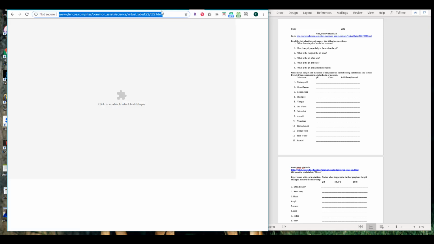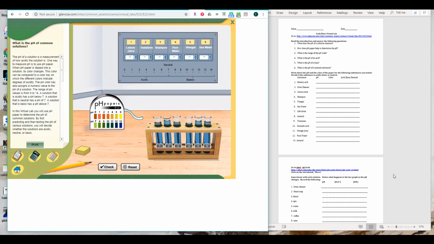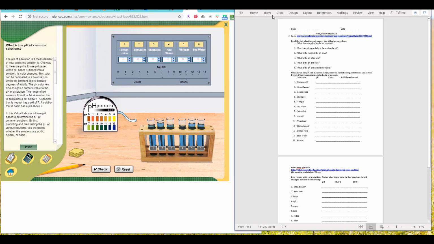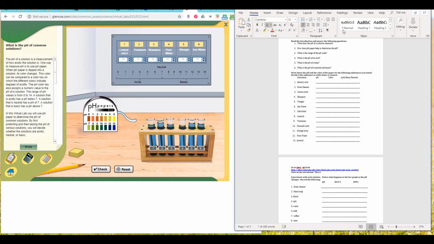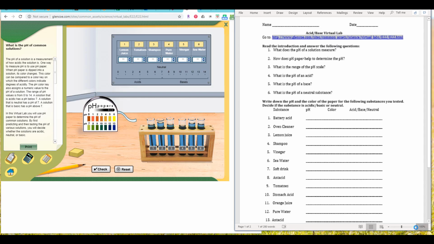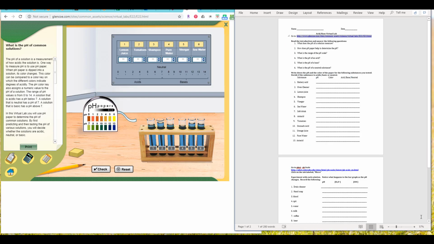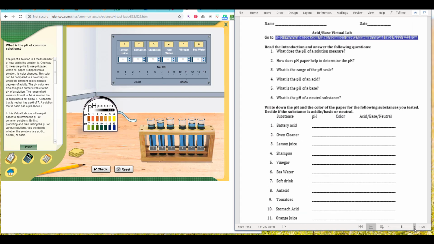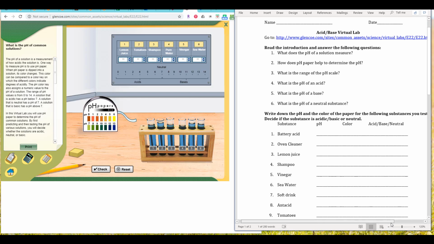Let's try again. Okay, so basically what happened is when I reloaded this website, I got a little pop-up and it said, do you want to allow Flash? And I said yes. And so then the lab popped up. So let's see what's going on here. First of all, I'm going to zoom in on this a little bit because I don't want it to be so tiny. I want to be able to see it and I want you to be able to see it too.